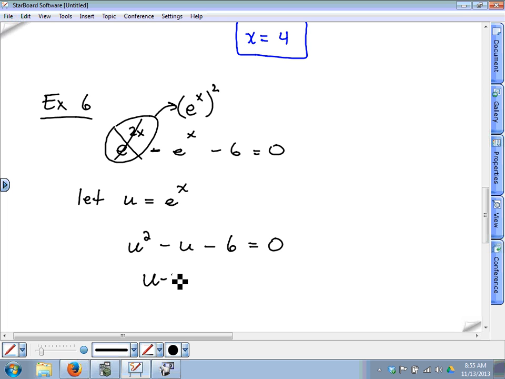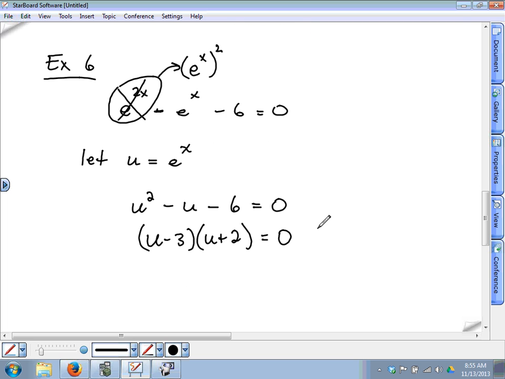Okay, this factors into u minus 3 and u plus 2 is equal to 0. And then that means u equals positive 3 and u equals negative 2. But we're not solving for u. We don't care what u equals. We want to know what x equals. Now what do we do?